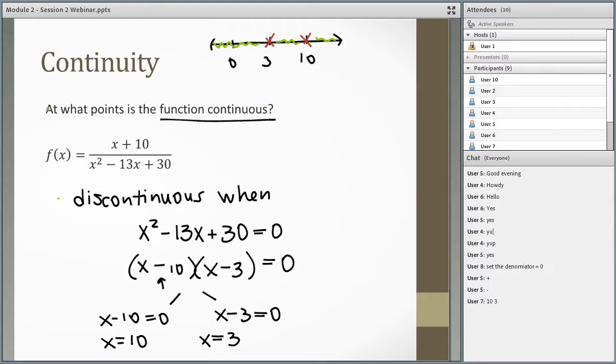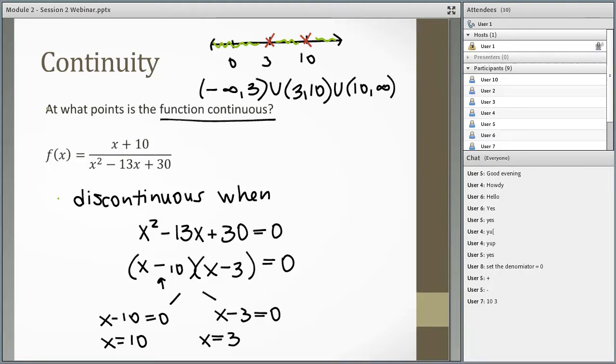So this kind of goes back to the first module, or the first webinar. So the first interval is from negative infinity up to 3. And we would use a parenthesis, because remember the bracket represents being included, and if we can't include 3 because that's where it's discontinuous. And then we use the union, and then the interval from 3 to 10. And again a union, and then the interval from 10 to infinity. So that is all of the points where the function is continuous.